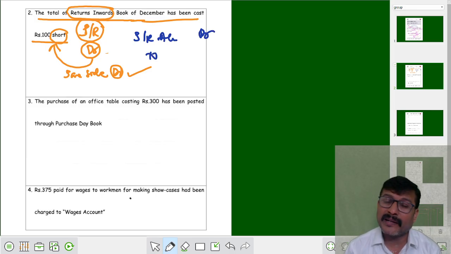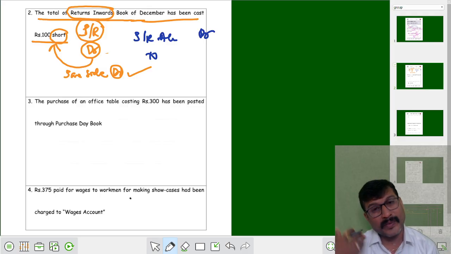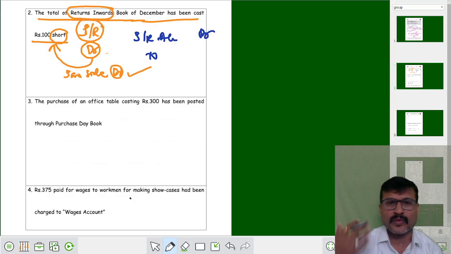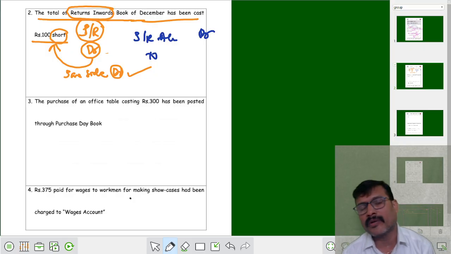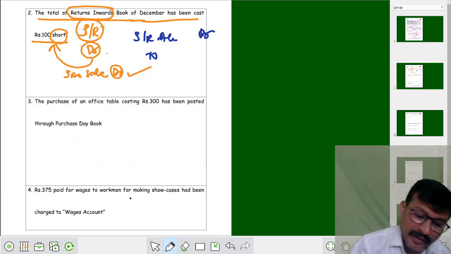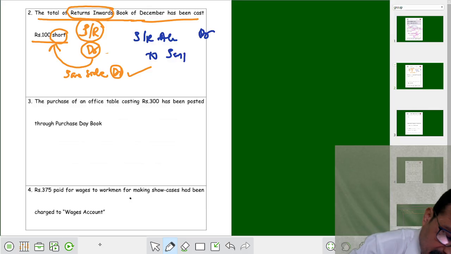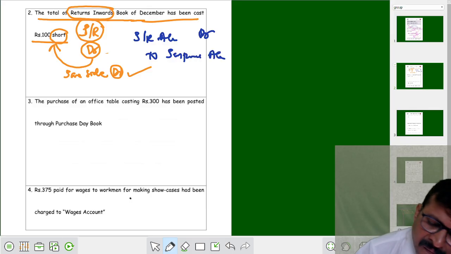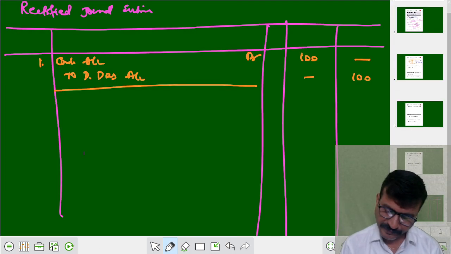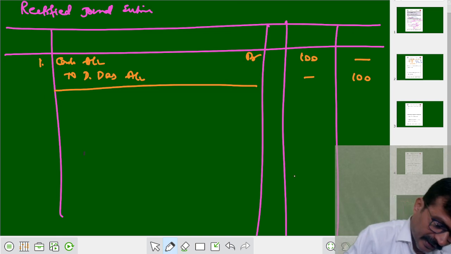What do we put in the credit side? In the credit side we get this one-sided error, because under cost, over amount, under amount, wrong side of a ledger, all are called one-sided error. Wherever you get a one-sided error, we have to write suspense account. So now let me write the second entry.